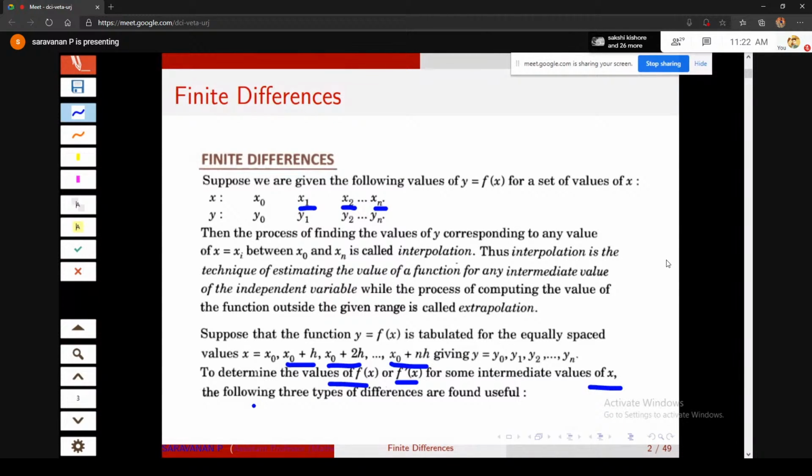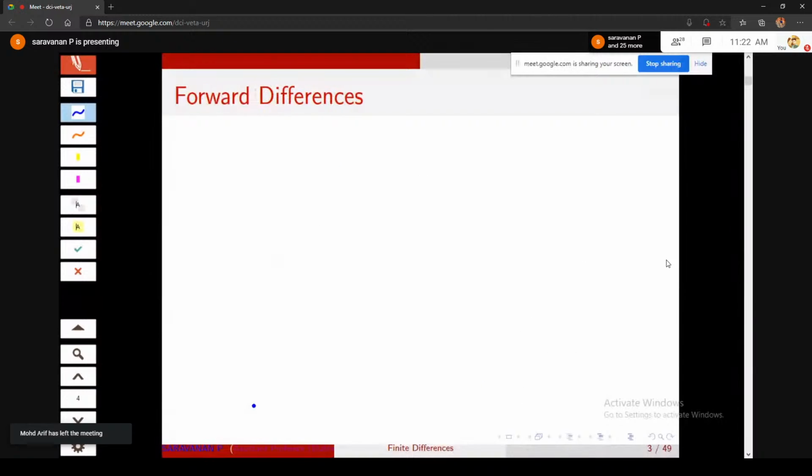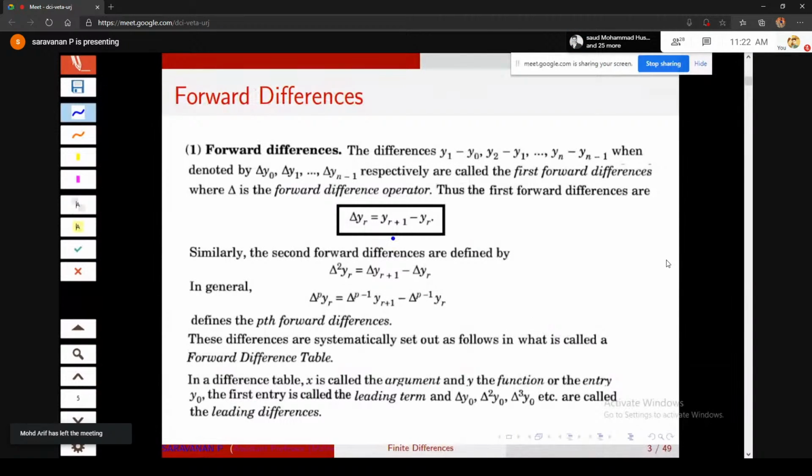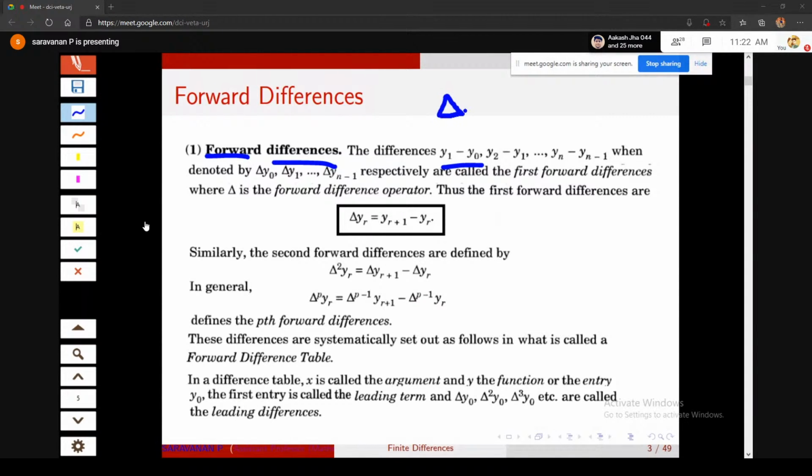And first, these three differences we have seen. One is the forward difference. It is defined as the difference: y1 minus y0, y2 minus y1, etc., yn minus yn minus 1. These are the differences, and only the notation is different. If I denote it using forward differences, I denote this value by capital delta. We will use the second suffix. The second suffix is y0. So we will use delta y0.